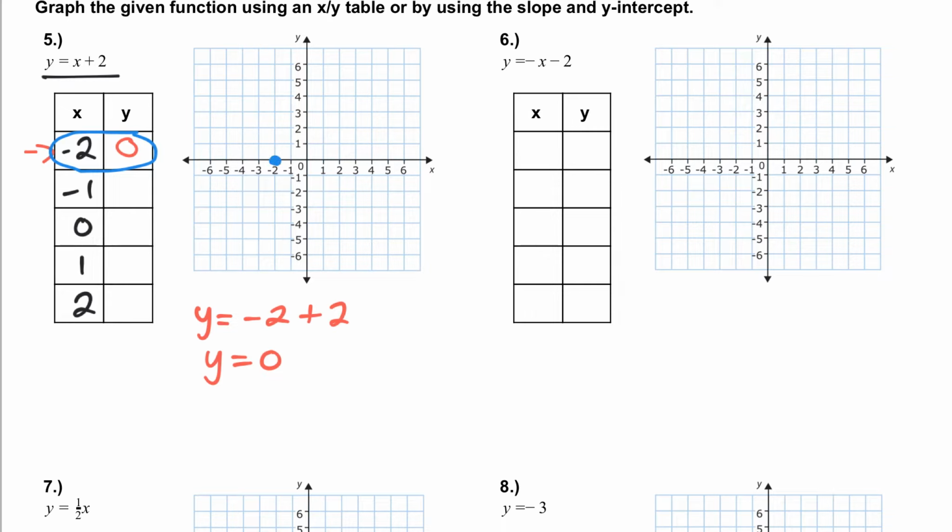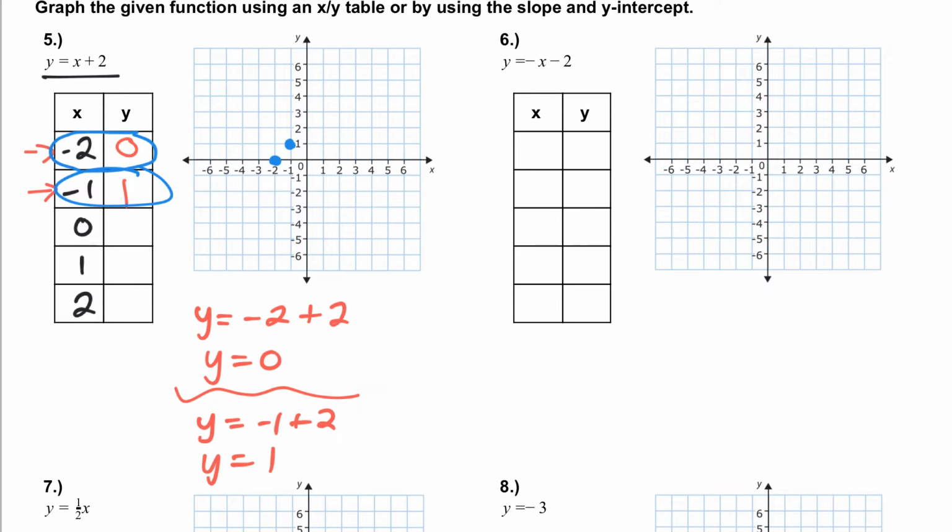We're going to repeat that process for all of our different values of x. If we plug in -1 to our function for x, we get y is equal to -1 plus 2, and -1 plus 2 is going to give us +1. So when x is -1, y is going to be +1, which gives us the ordered pair -1, 1. If we graph that, we go left 1, up 1, and there's the second point on our graph.